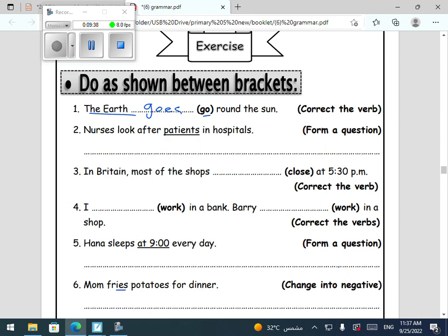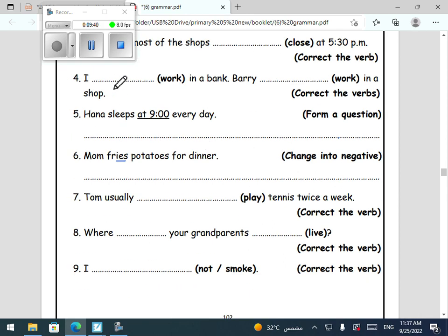Let's take another example. Number 4, I, and I have between brackets work. Here also I have the same. But this time I'm gonna use it. Both of them, by the way, yeah, they are kind of permanent statements. So I'm gonna use the present simple. But this time I'm gonna underline I, underline Barry. In the first one, I'm gonna use work. I work. Shall I add anything?